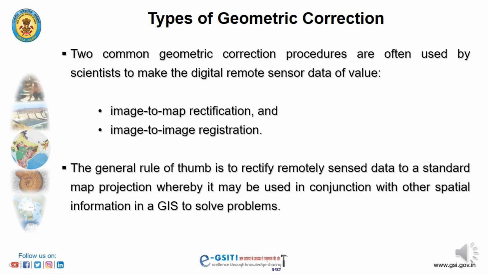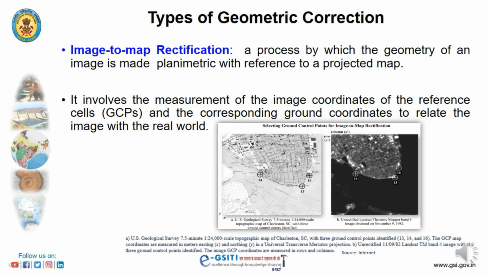Types of geometric corrections. Two common geometric correction procedures are often used by scientists to make digital remote sensor data of value: one is image to map rectification, and the other is image to image registration. The general rule of thumb is to rectify remote sensing data to a standard map projection, whereby it may be used in conjunction with other spatial information in a GIS to solve various problems.